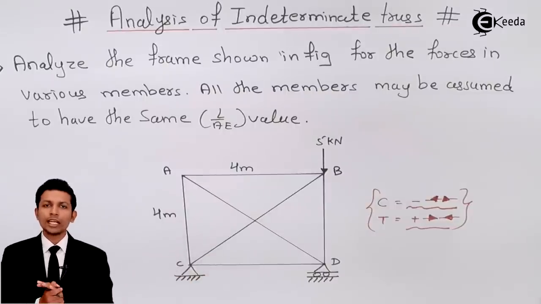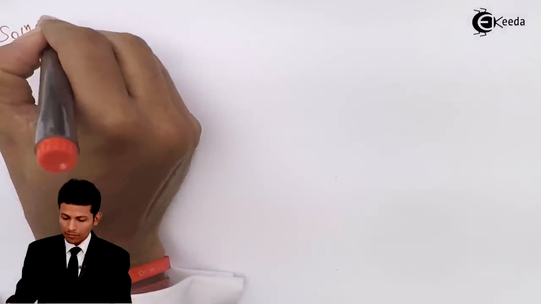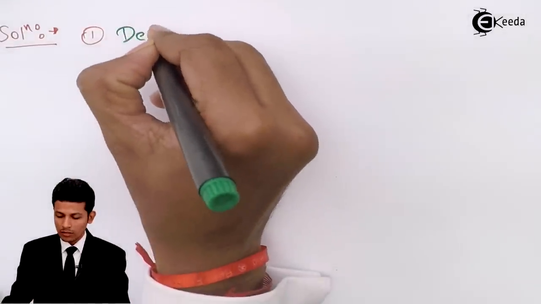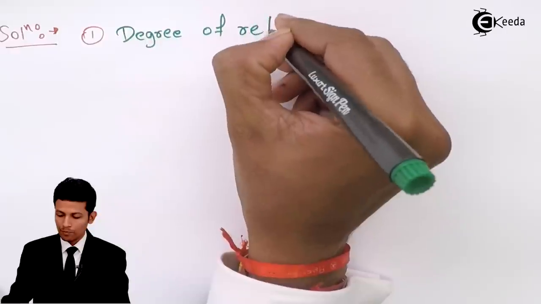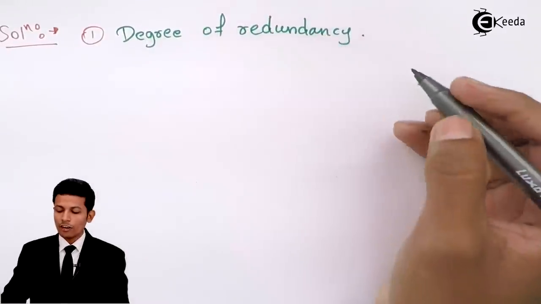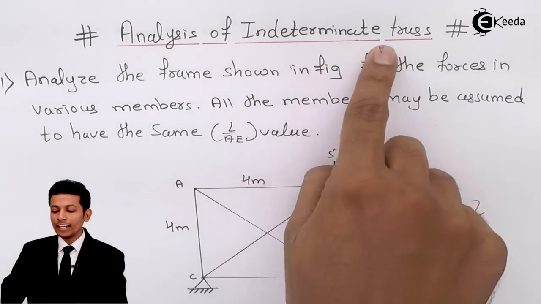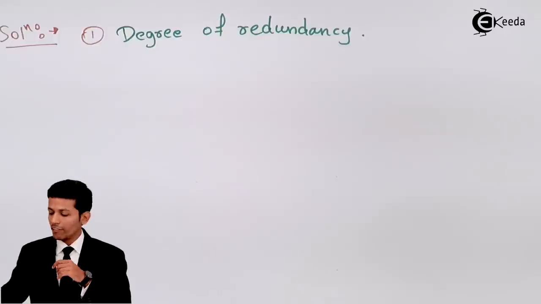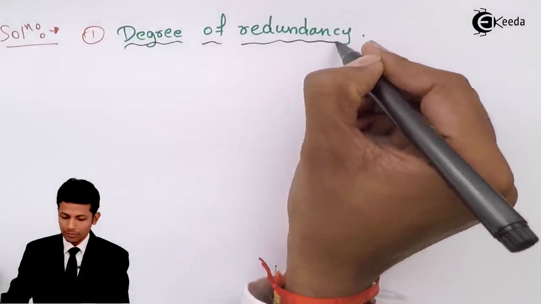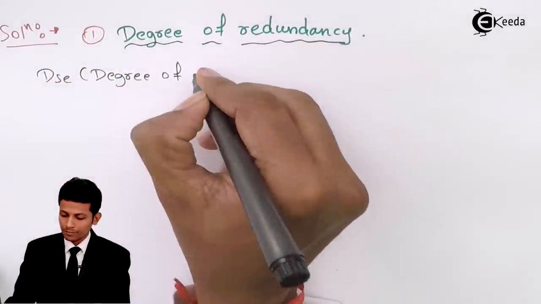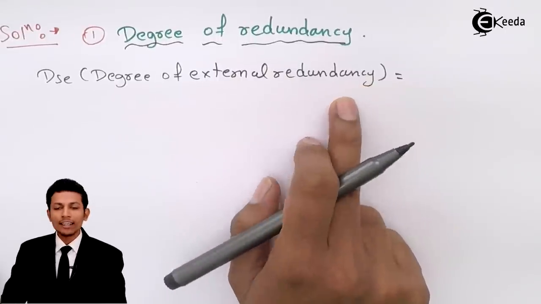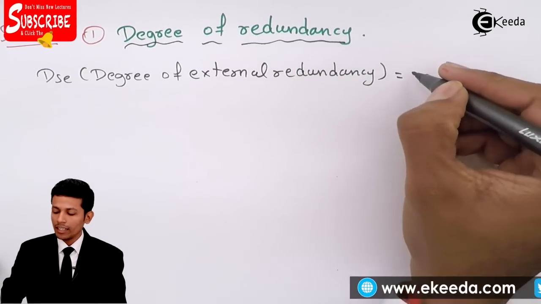In this type of problem, we follow some steps. So let's see what steps are involved here. Let's start with the solution. Step one will be degree of redundancy. As the question says, analysis of indeterminate means this truss is indeterminate. Now we have to determine this truss. So first we have to check the degree of redundancy, means DSE and DSI. DSE is the degree of external redundancy. As seen in the first chapter, the formula is DSE equals R minus 3.